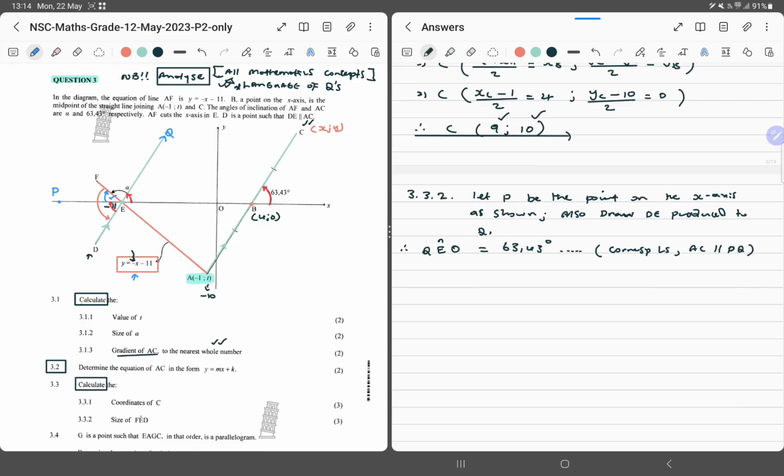So, you see, with all of the work that we've done and letting a certain thing be whatever, now we are in a good position to fight our battle. What is the next step? We can say, therefore, that PED is also 63,43 degrees. What is the story now? These are vertically opposite angles.